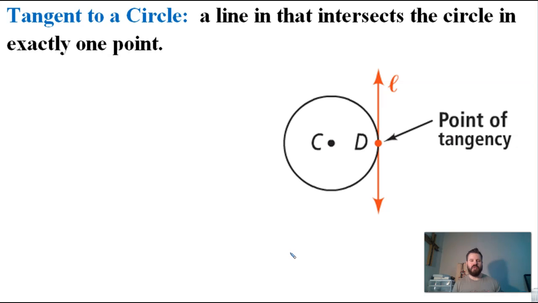All right, so first off, what is a tangent to a circle? I'm going to say it's a line that intersects the circle in exactly one point. So I've got a circle, I've got a line going through it, and there's a single spot where these two come together. There's exactly one point, and we'll call that the point of tangency.